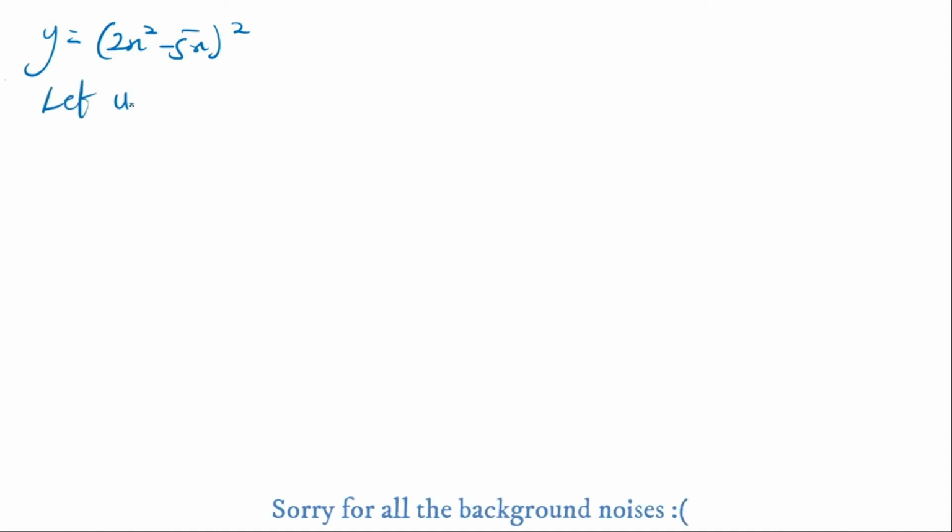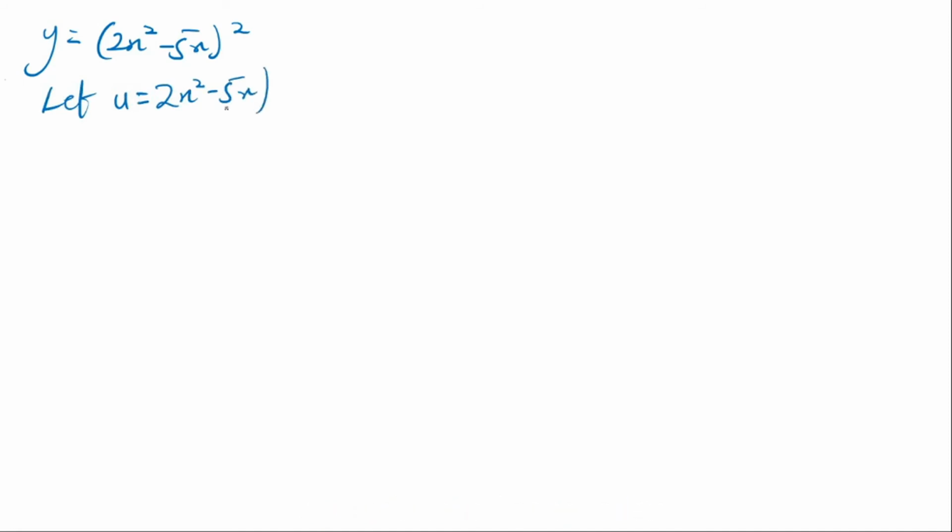Alright, so let's look at an example. The first example we want to look at is y is equal to 2x squared minus 5x. If we are to differentiate this function, we know straight ahead we are to use the chain rule. So first of all we say let u be equal to 2x squared minus 5x over here.